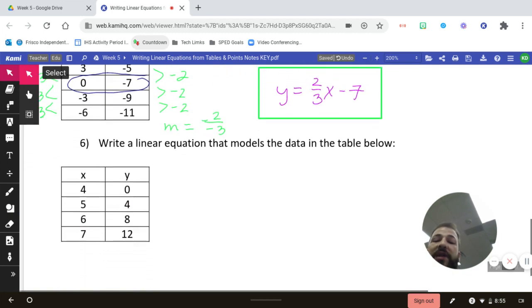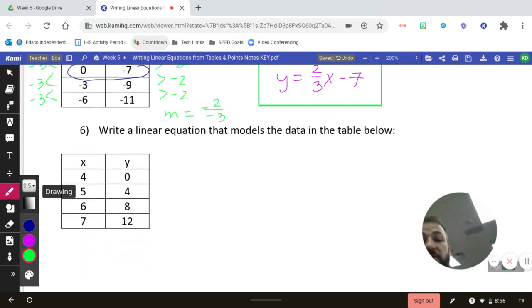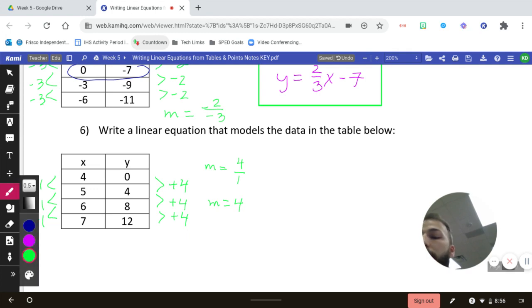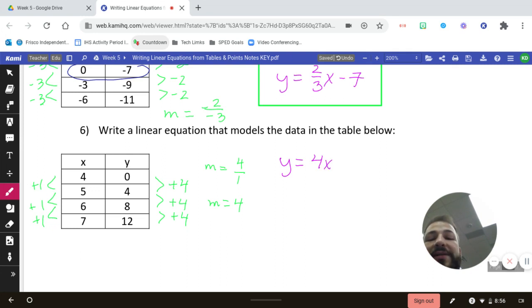Okay, let's do one last one together, y'all. So we're writing a linear equation that models the data in the table below. So 4 to 5 is plus 1, 5 to 6 is plus 1, 6 to 7 is plus 1, 0 to 4 is plus 4, 4 to 8 is plus 4, 8 to 12 is plus 4. So slope is equal to 4 over 1, so slope is equal to 4. So we get y is equal to 4x plus b.